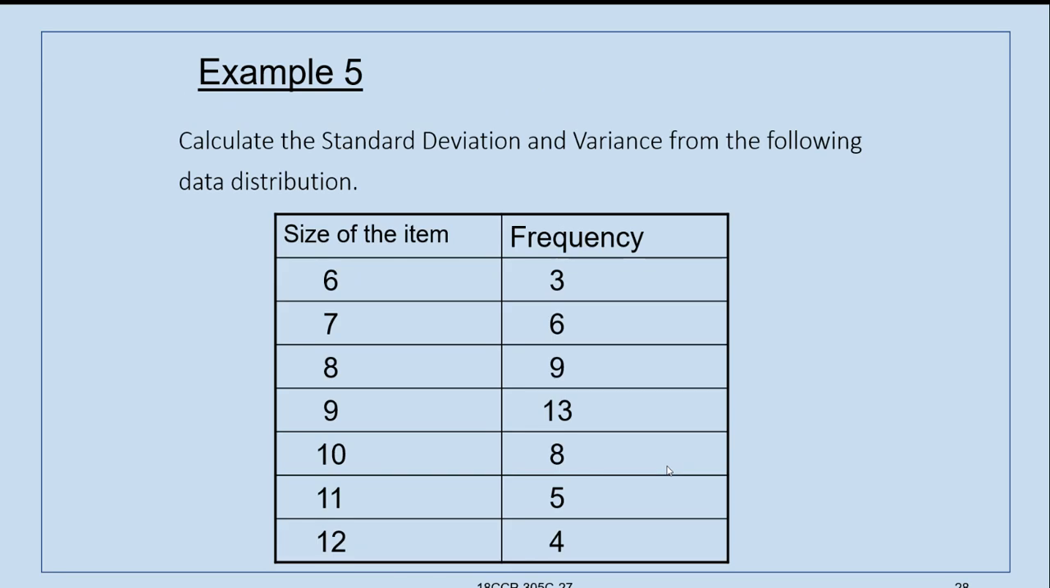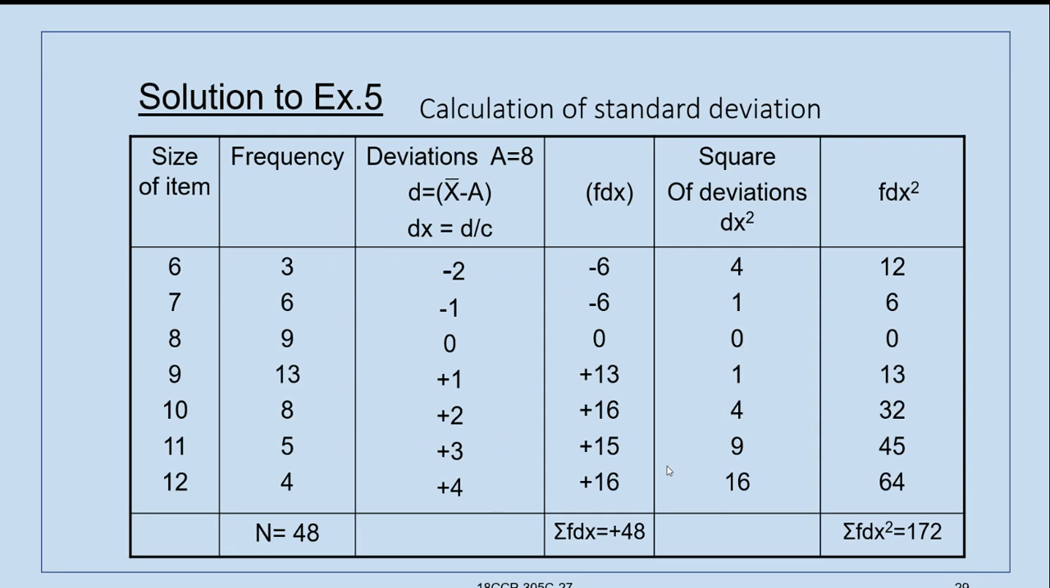Now this is the example. Calculate the standard deviation and variance from the following data. So here the size of the item is 6, 7, 8, 9, 10, 11, 12, and frequencies are 3, 6, 9.